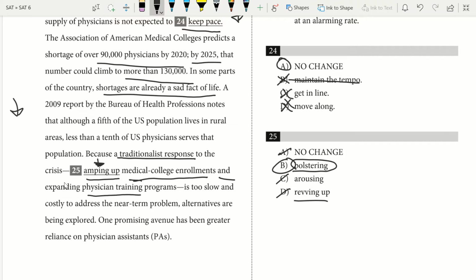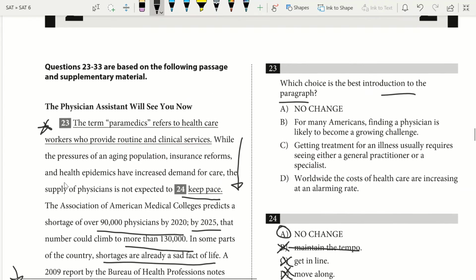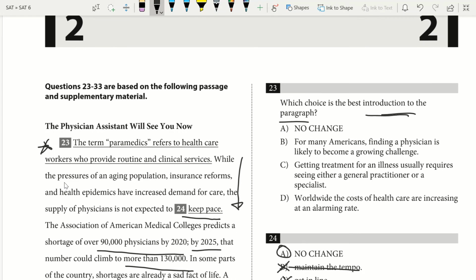And expanding physician training programs is too slow and costly to address the near-term problem. Alternatives are being explored. One promising avenue has been greater reliance on PAs or physician assistants. All right, so what choice best introduces it?